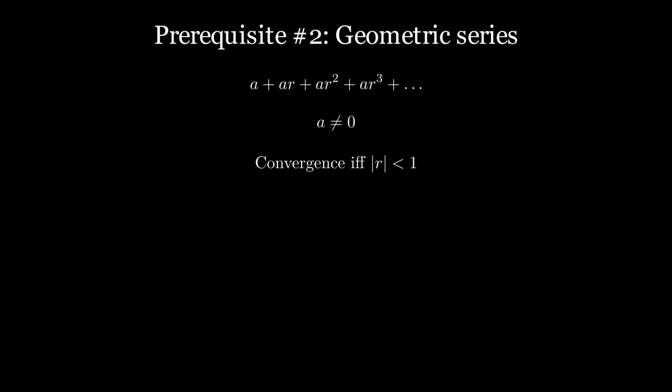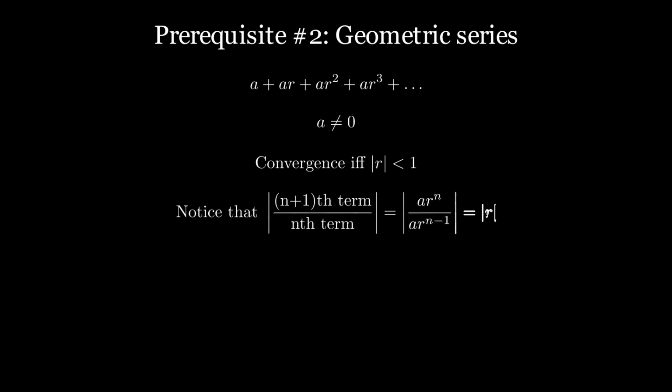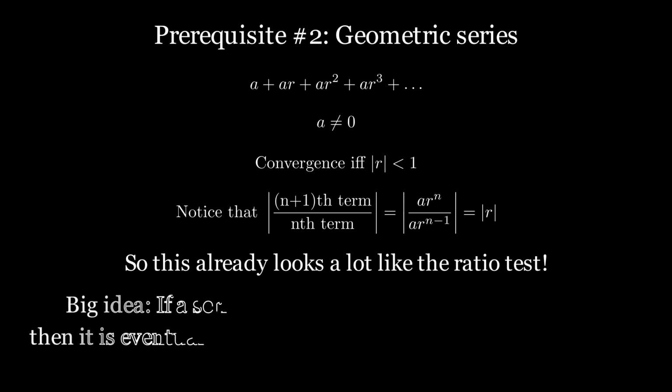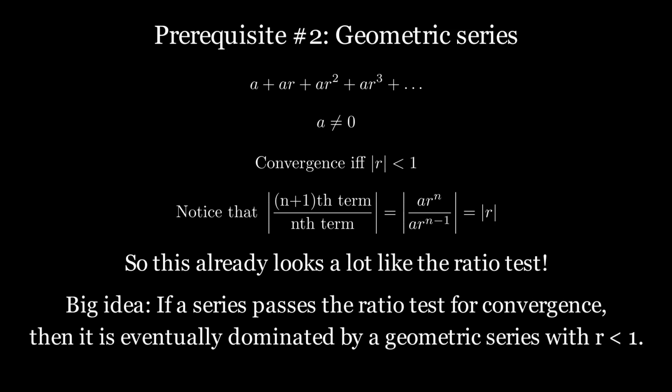Notice that this already looks a lot like the ratio test. If someone gives you a geometric series, you can just take the absolute value of the ratio of successive terms and see if it's greater than or less than 1. The big picture here, which will soon become clear, is that if a series passes the ratio test, then this tells us that our series will eventually be dominated by a geometric series that converges.